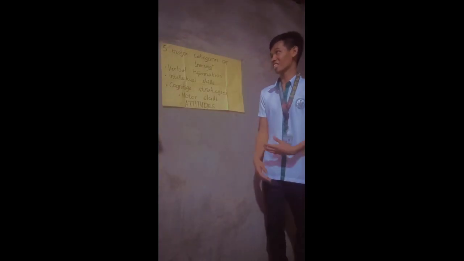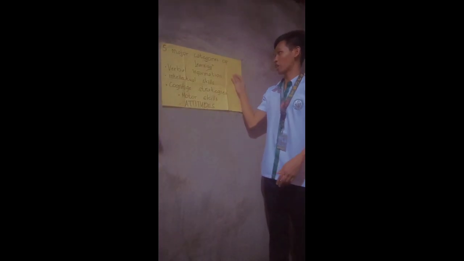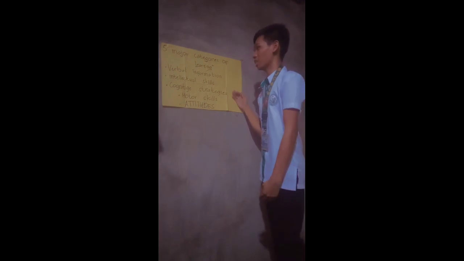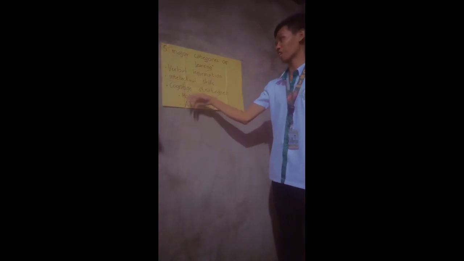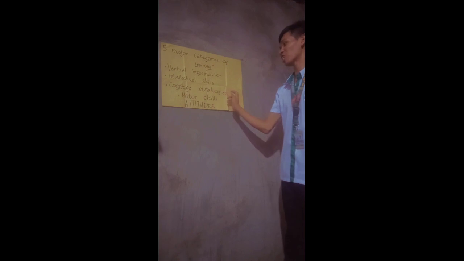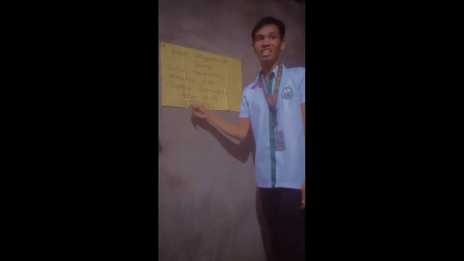Okay, next are the five major categories of learning. There are five major categories of learning. You have verbal information, intellectual skills, cognitive strategies, motor skills, and the last is attitudes.